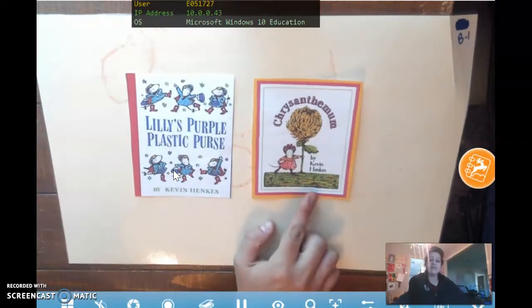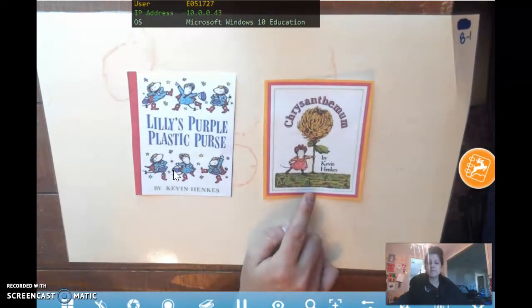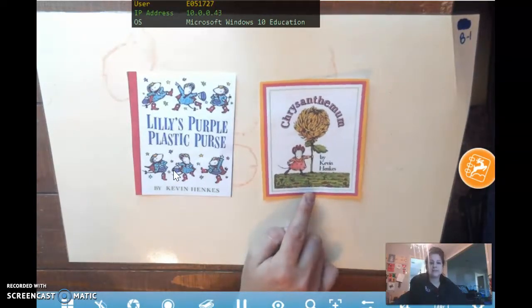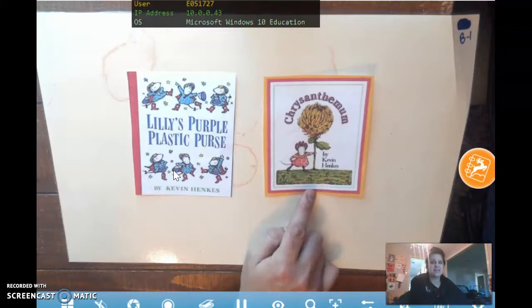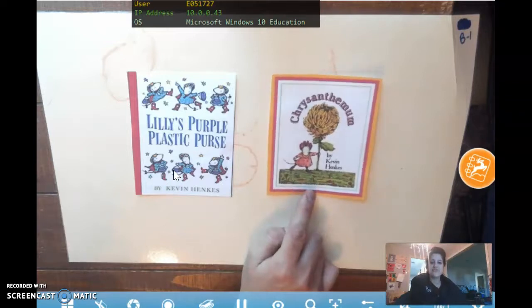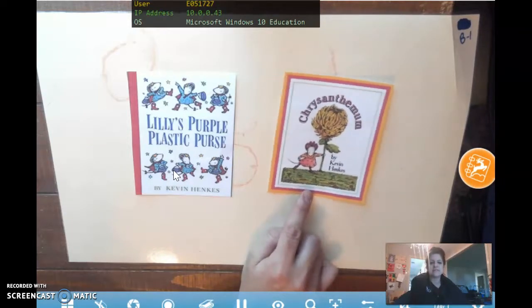Okay. In Chrysanthemum, here we have a little girl. Her name's Chrysanthemum. She loved her name. When she went to school, though, her friends made fun of her name, and it made her not love her name anymore. Think about Chrysanthemum's actions, how she felt. How would you feel if someone was making fun of your name like that? Something that you loved, and other people said they didn't like it. They made fun of it. They said it was silly and ugly.